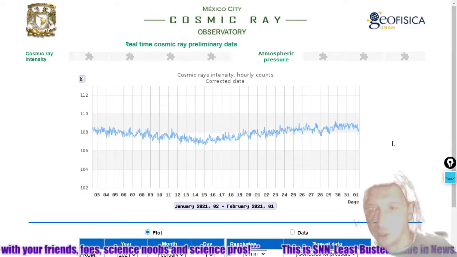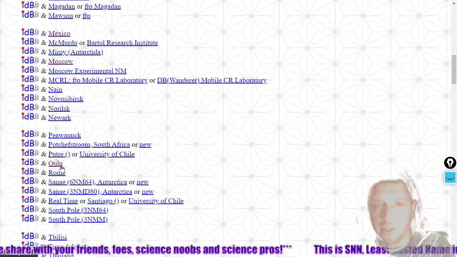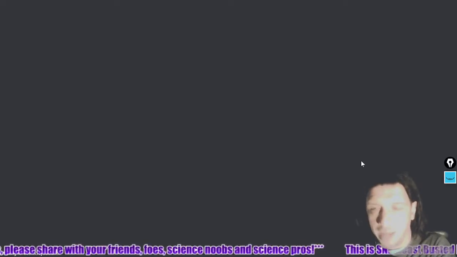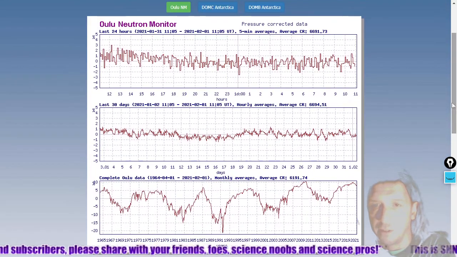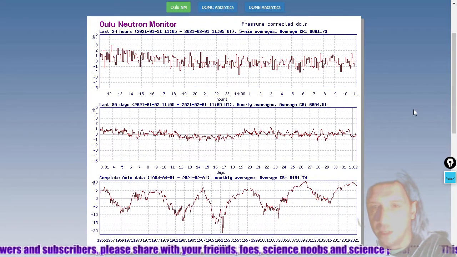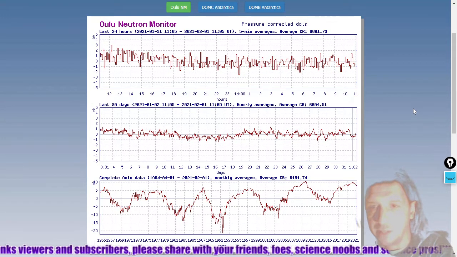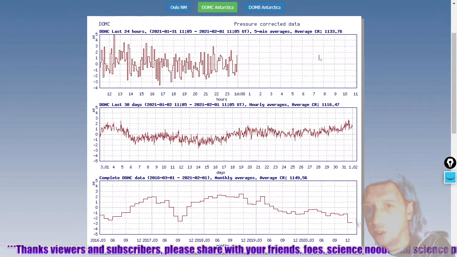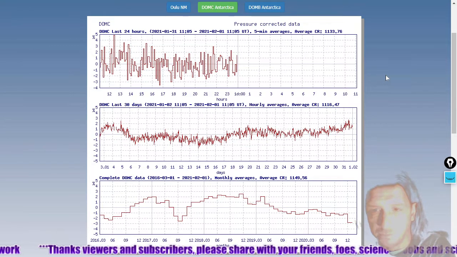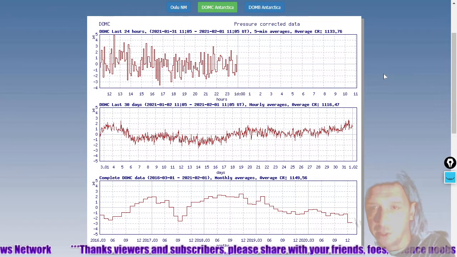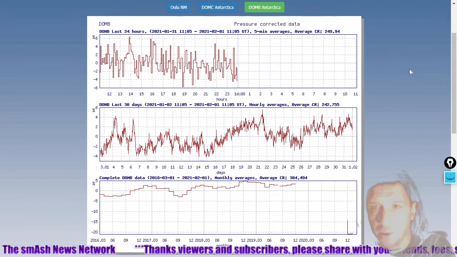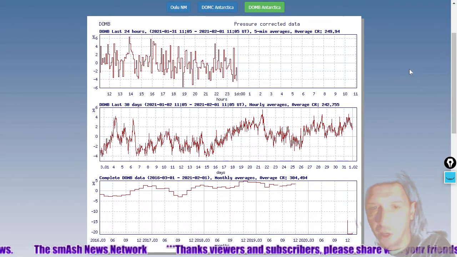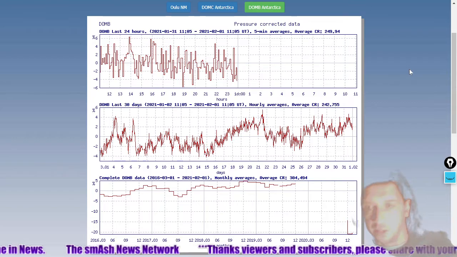That's a 30-day chart. And next we'll look at Oulu, Finland, and 2 Antarctican monitors, which tend to show greatly different data sets. So there's Oulu, Finland. Slight downtick over the past 30 days at Oulu. Here's DOMC Antarctica. Little uptick at DOMC Antarctica over the past 30 days. And there's DOMB Antarctica. Little larger uptick over the past 30 days at DOMB.